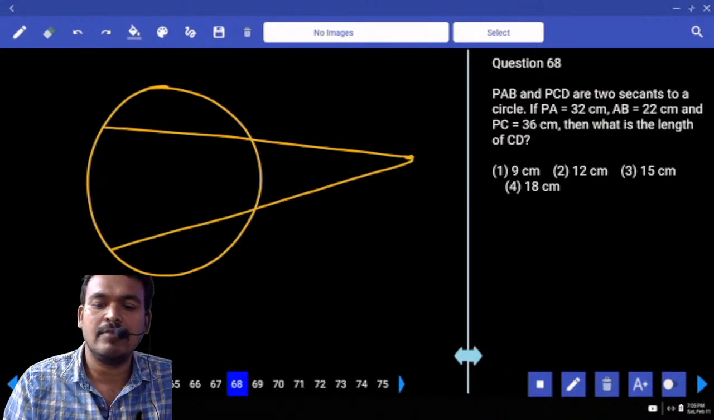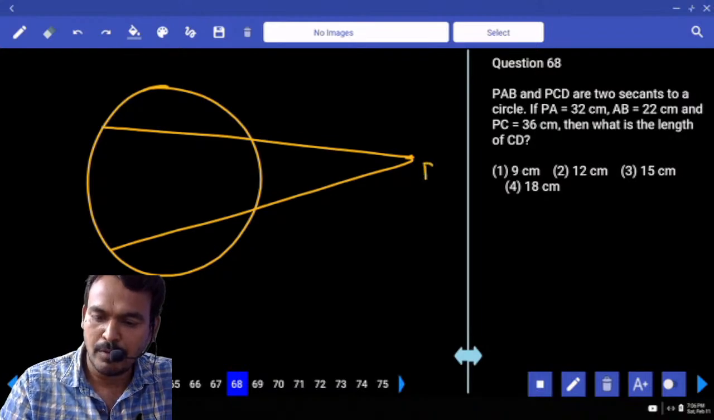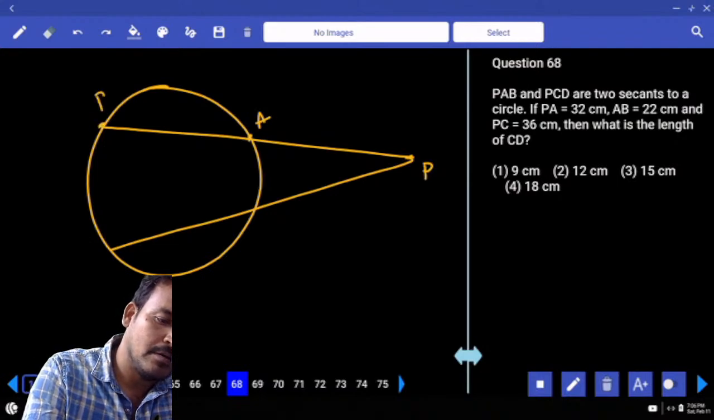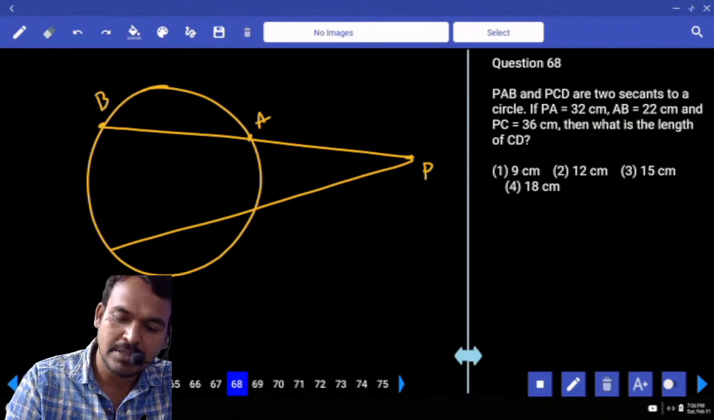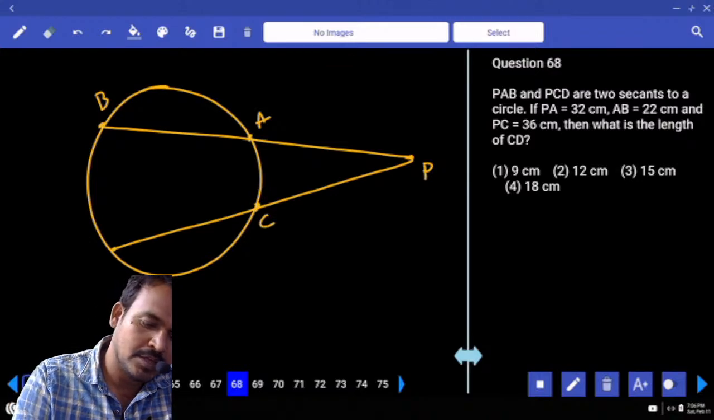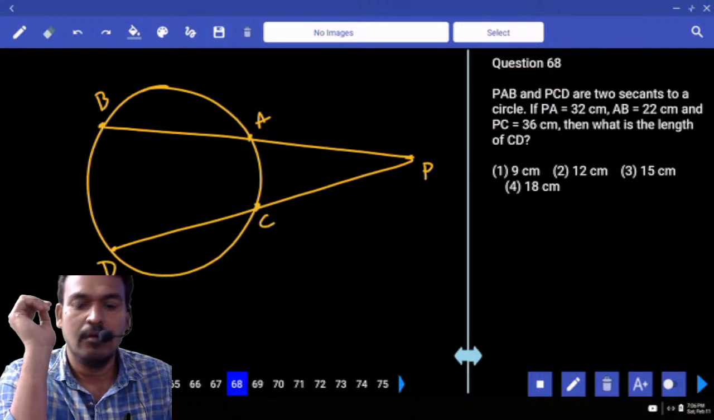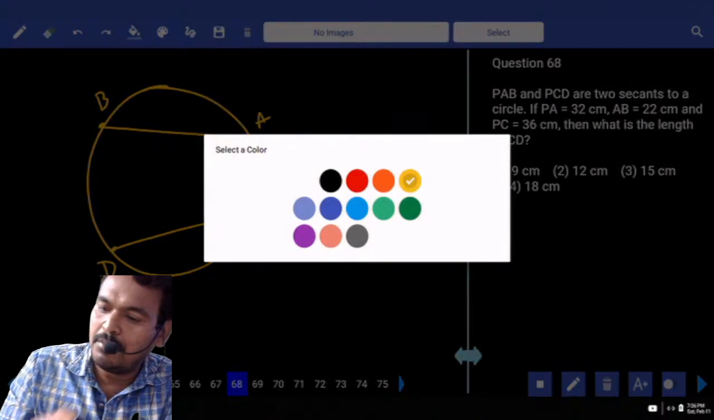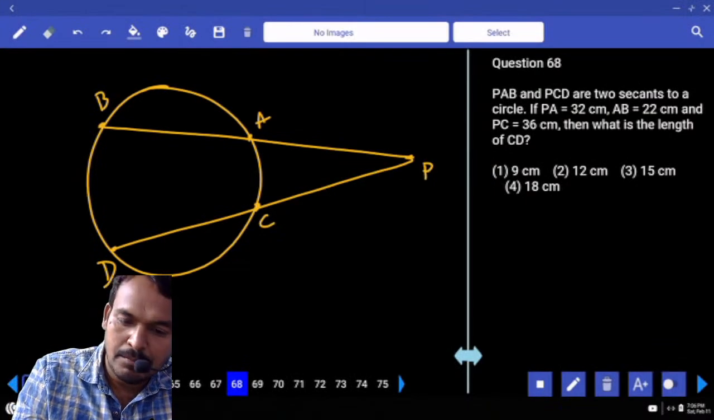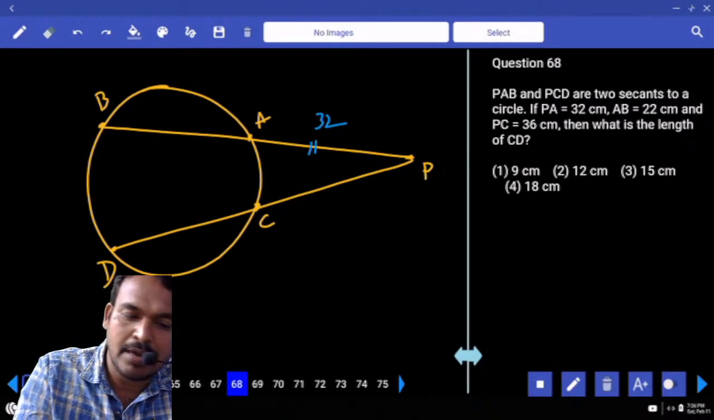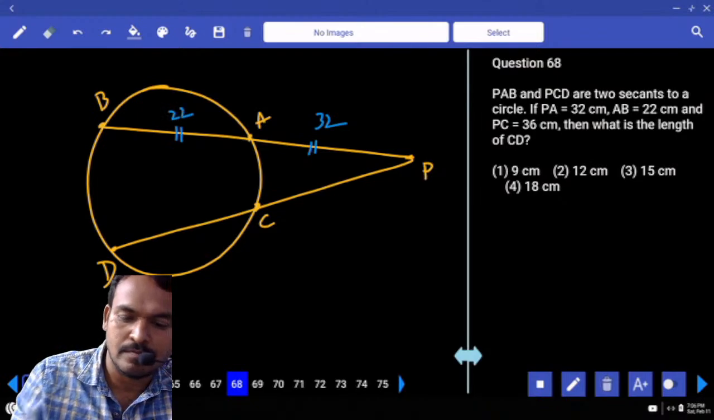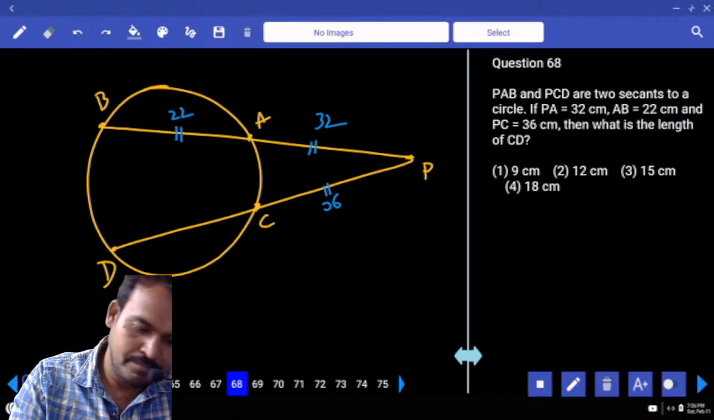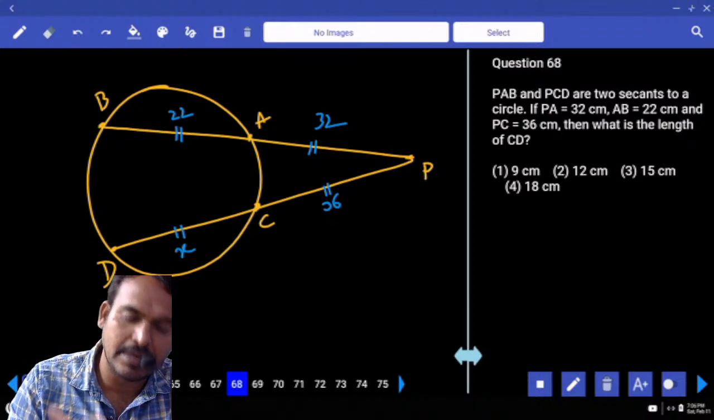It is point P and this one is point A and this is point B. Another one PCD. It is point C. This is point D. One is PAB secant, another one PCD secant. And what is the PA value? PA 32. What is the AB value? 22. In the same way, what is the PC value? 36. What is the CD value? Suppose CD value we consider X.